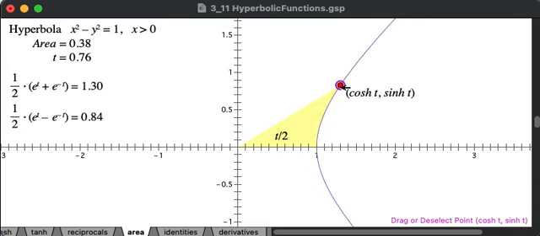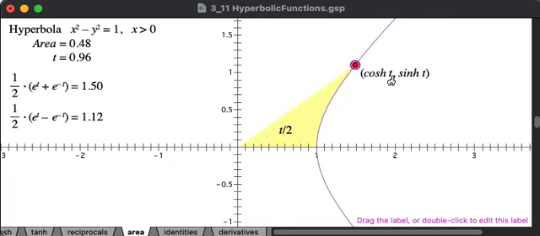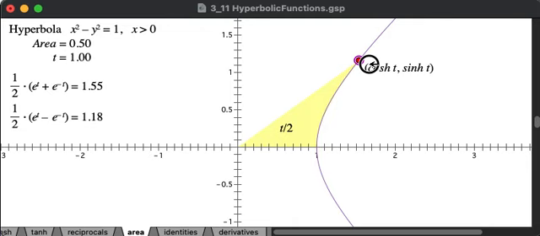Okay? And it turns out that if you pick any point, which is defined by some t value, all of these really only lie on the right side hyperbola. This hyperbola should exist on both sides of the y-axis. But if you take some point that's on this curve, it turns out that t over 2 is the area drawn out in this section.